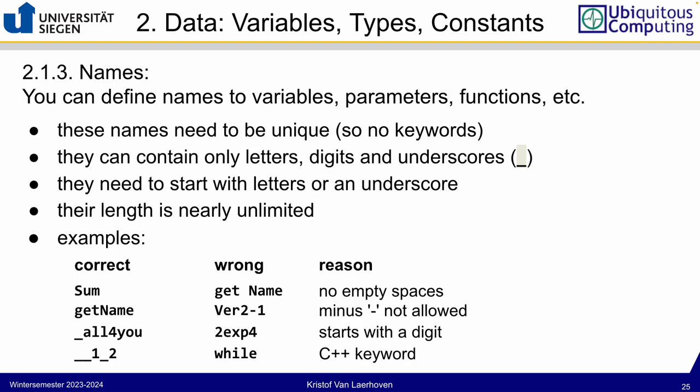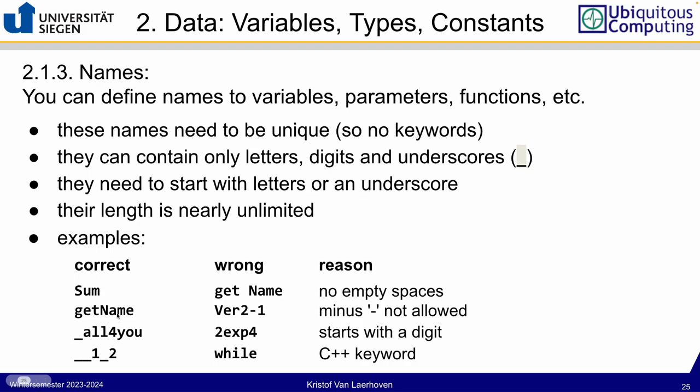So you can't create a function that is called double, or a variable that is called int. That's why you need to know the keywords. And then your names can only contain letters, digits, and underscores. Nothing else. And it can't start with a digit, so it needs to start with either a letter or an underscore.